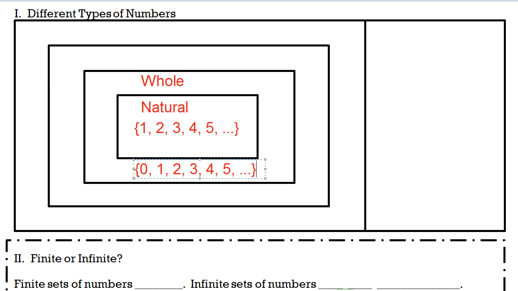Now, natural numbers also count as whole numbers. So if somebody asks you to classify the number 3, you would be able to call it natural and whole. It would technically also be an integer, which is the next type of number we're getting into.